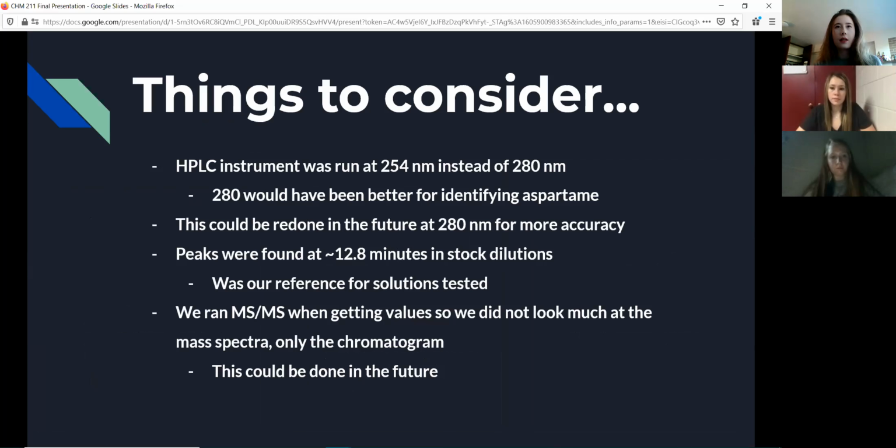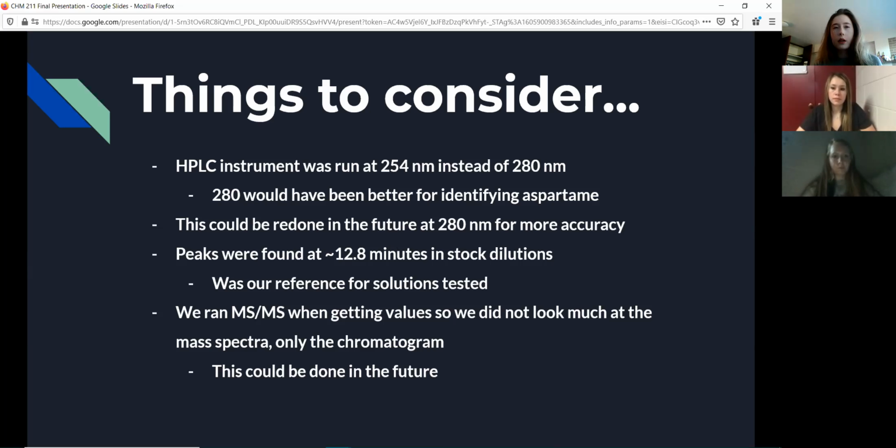Things to consider in our project are that the HPLC instrument was run at 254 nanometers instead of 280 nanometers. 280 nanometers would have been better for identifying aspartame, but 254 was still acceptable. We still found our peaks at about 12.8 minutes in our stock solutions, and we used that as a reference for the other solutions that we tested, and we did find those peaks nicely in our chromatogram.